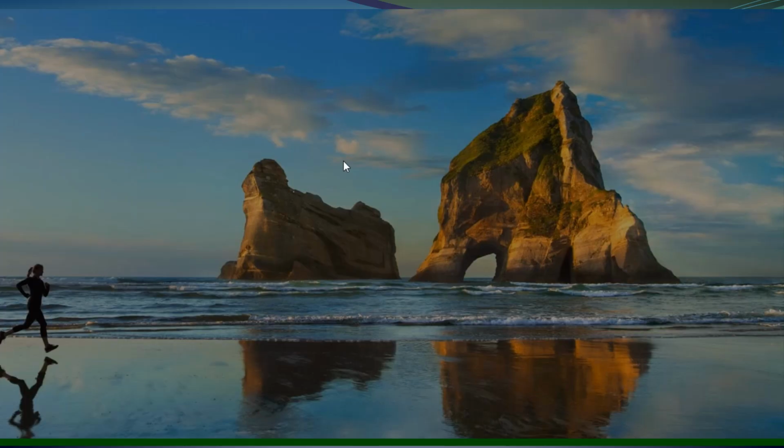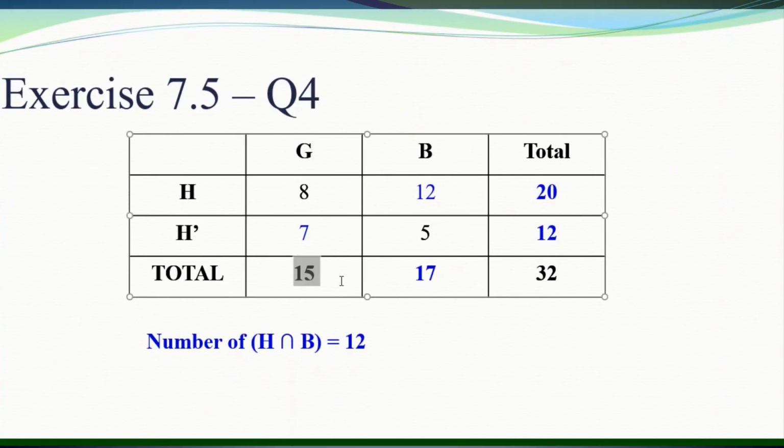If there were 15 girls in the class, that means my total for girls must be 15. So you already got this. This was 8, this will be 7. Then you just fill up the rest, then you should get this as 12.